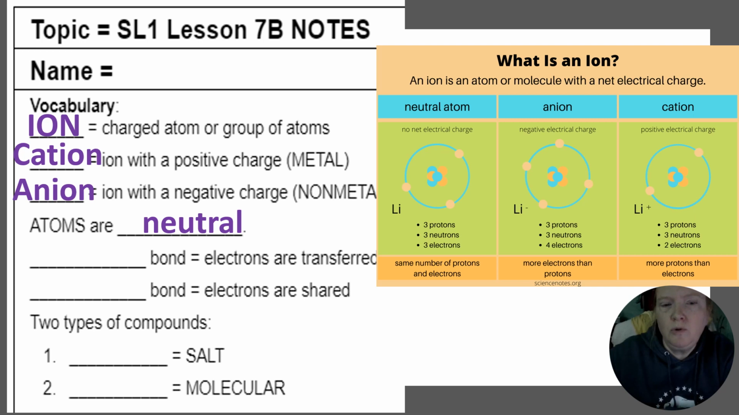Okay. So if you look at this illustration right here, you can see a neutral atom with the same number of protons and electrons. If it formed an anion, you can see that in order to be the same element, it has to have the same number of protons, but because it's negative, it has more electrons. And then if it formed a cation, again, to be the same element, it has to have the same number of protons, but in order to be positive, it would have to have fewer electrons, okay?